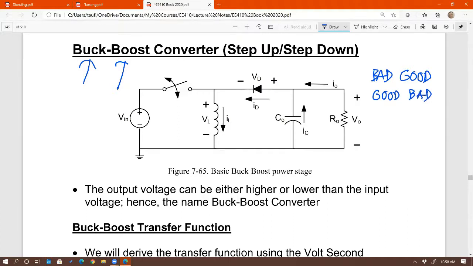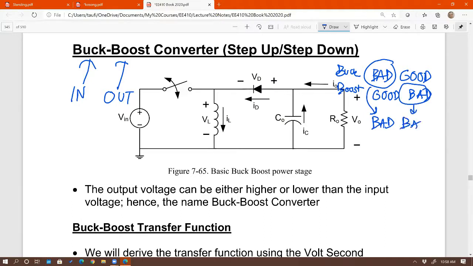Buck is bad at the input, boost is bad at the output. At the input, this is buck, and this is boost. At the input, buck is bad. At the output, boost is bad. You see that in terms of input-output current characteristics, and this is one way to combine them. Of course, we have other ways to combine buck and boost. But anyhow, you can see that the input stage looks like a buck.